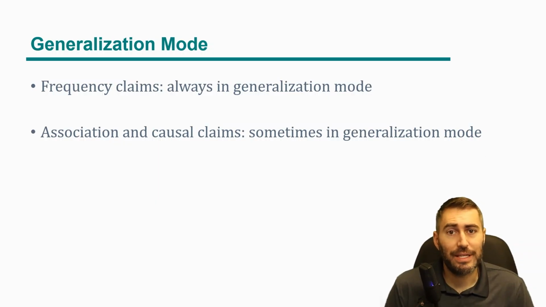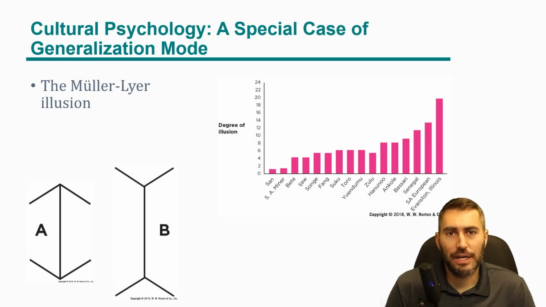Then they might want to extend the research with a larger and more diverse sample to see if the findings generalize. Cultural psychology is a subdiscipline in psychology focusing on how cultural contexts shape human thinking, feeling, and behavior. Most cultural psychologists tend to emphasize the generalization mode, and they have challenged researchers who operate exclusively in theory testing mode.